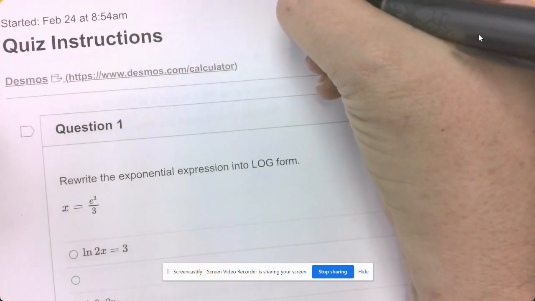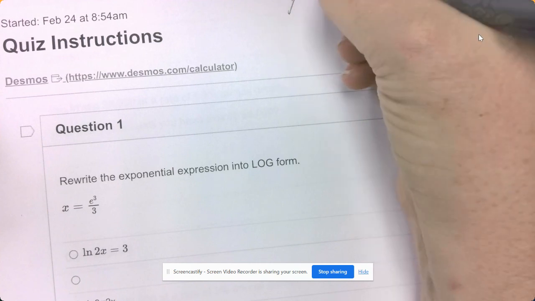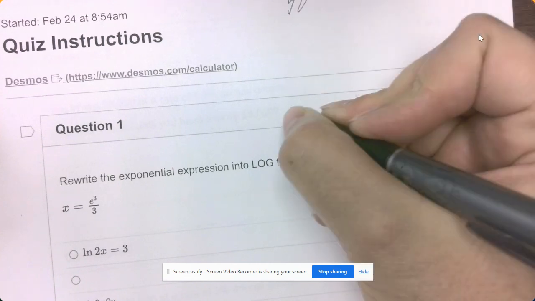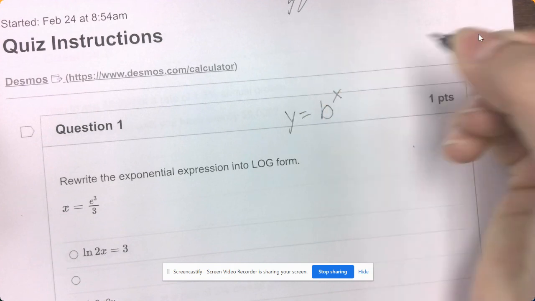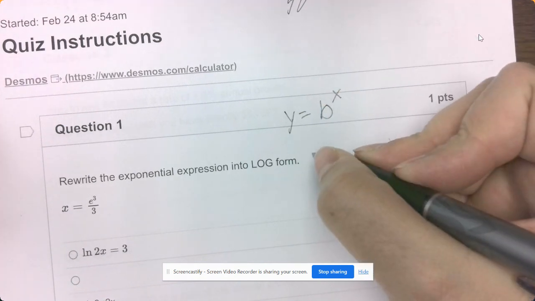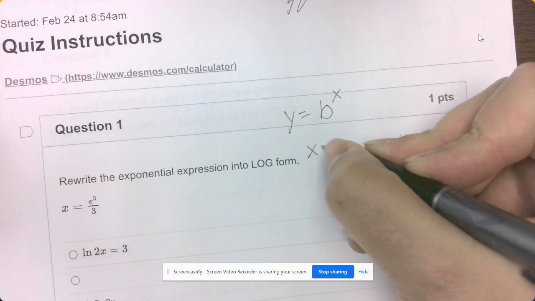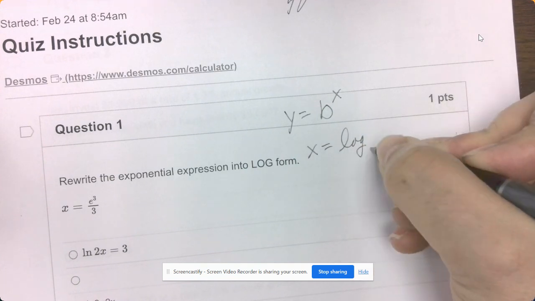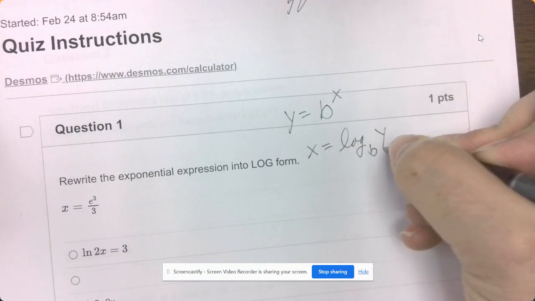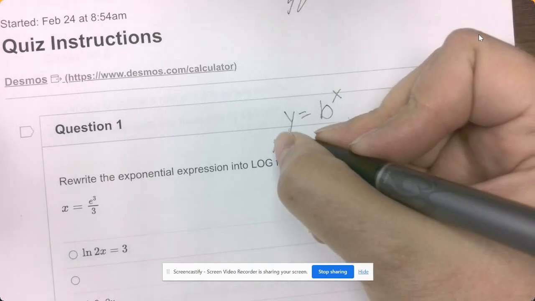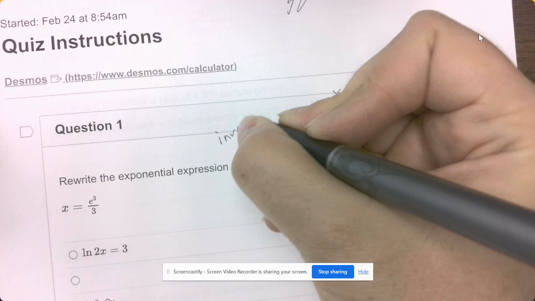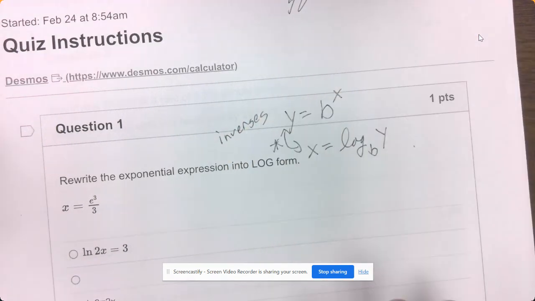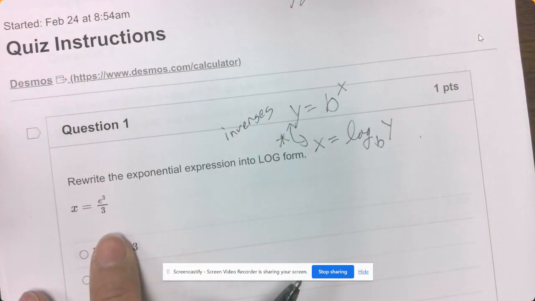So we have y is equal to b to the x, and the logarithmic form is going to be x is equal to log base b of y. Okay, so definitely remember this. We can go between these two. They are inverses. Okay, so we want to rewrite this expression into logarithmic form.